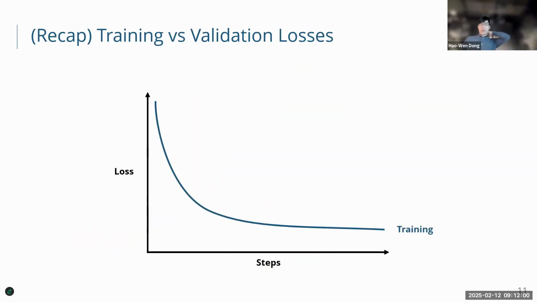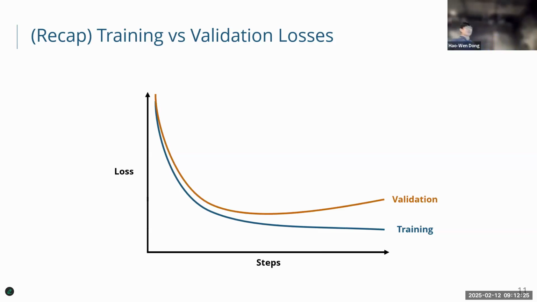So this is a typical, hopefully ideal, training dynamics of your model. When you train the model, the training loss will just go down. It's obvious because we are using gradient descent. At every step, even though there is some randomness inside it, generally the training loss will just keep going down. But that's not the case for the validation set.